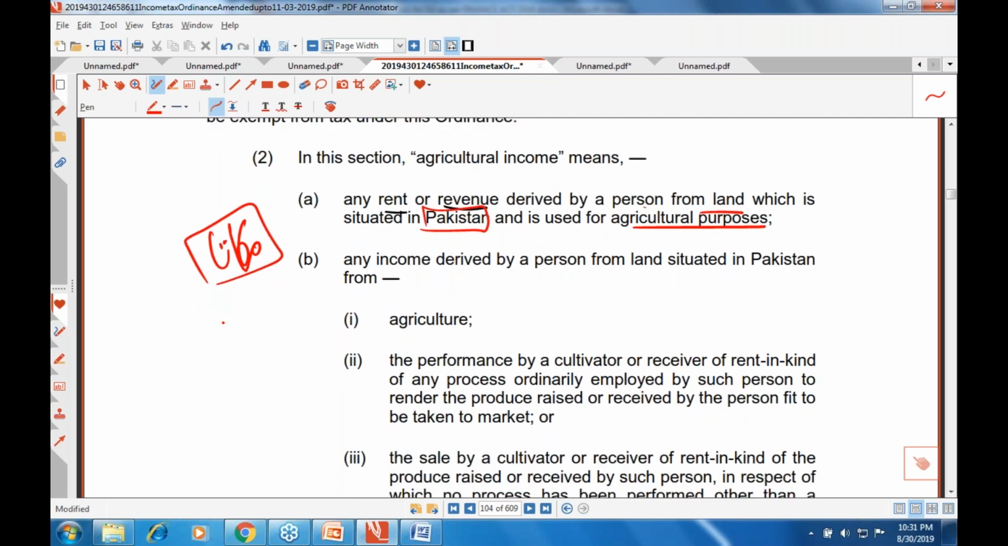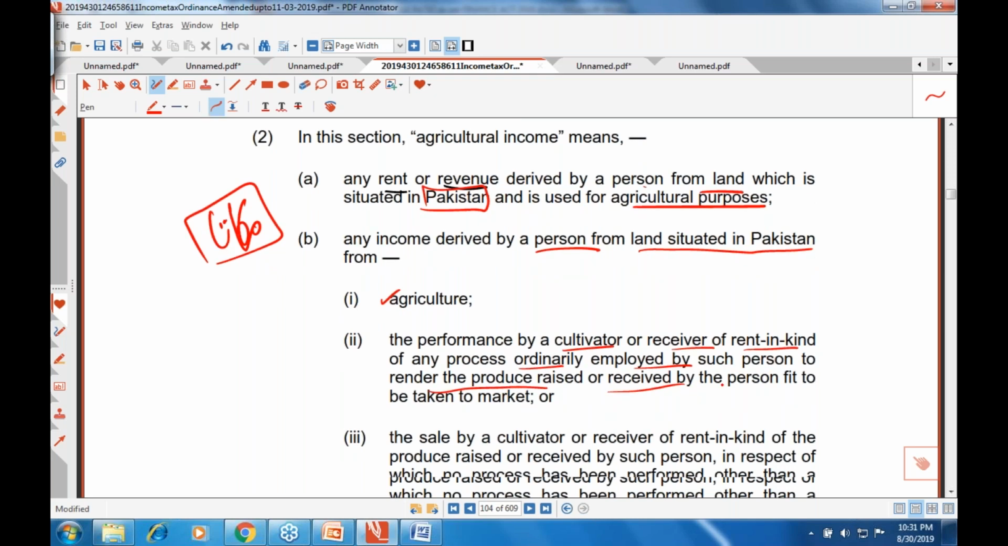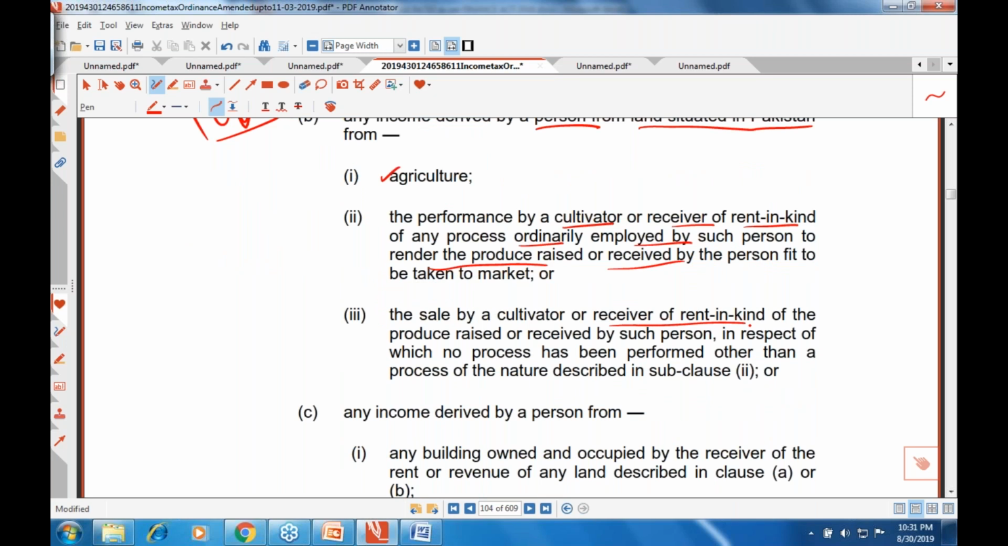Also, it says any income derived by a person from land situated in Pakistan from agriculture, the performance by a cultivator or receiver of rent in kind, or any process ordinarily employed by such person to render the produce fit for sale, the sale by a cultivator, receiver, etc., of the rent in kind.